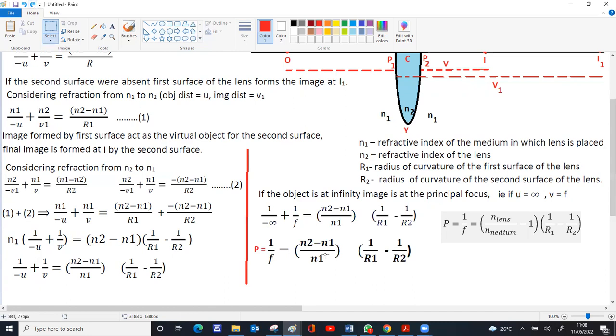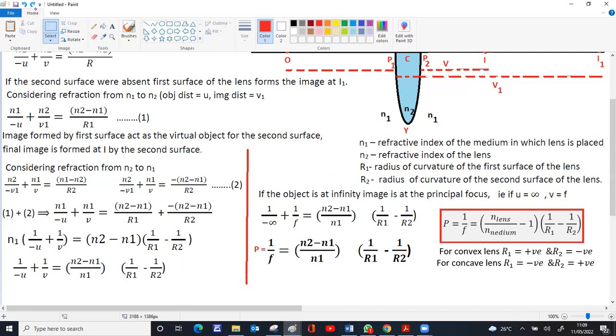When you learn for numerical questions, it's good to learn n of the lens, N2, by n of the surrounding medium, N1, minus 1, which is the same as the power, or 1 by F, into 1 by R1 minus 1 by R2. For numerical questions, R1 and R2 should be given sign convention. For a convex lens, R1 will be positive and R2 will be negative. It's curved right for the first surface and curved left for the second surface. For a concave lens, the first surface is curved left and the second is curved right. So R1 will be negative and R2 will be positive.